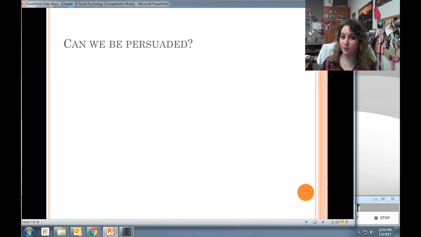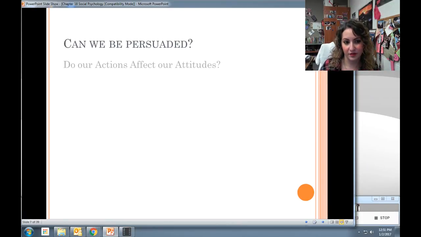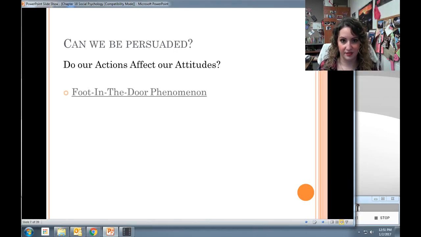So, can we be persuaded? We can persuade others using either the content or everything else, but can we be persuaded? Do our actions, what we do, affect our attitudes? Does how we behave affect what we think? Yes. Okay.